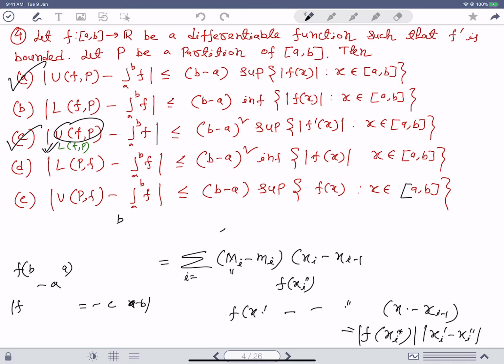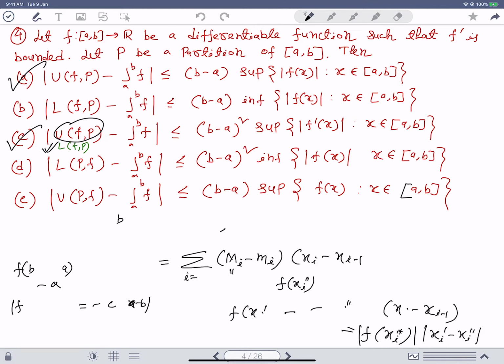Sir, by this graphical method, can we do the part C? I do not know actually, because there is supremum of f dash. So how to tackle that f dash? By the graphical method you can tackle f, right? Yes, sir. But since it is f dash, it is a little bit difficult. There may be a possibility, but I do not know. Yes, sir.